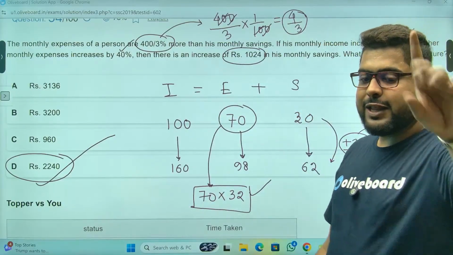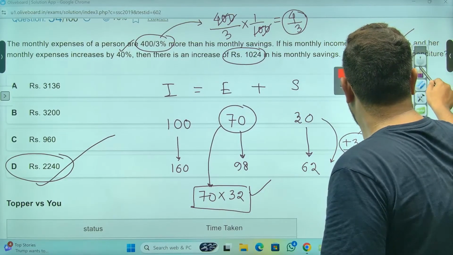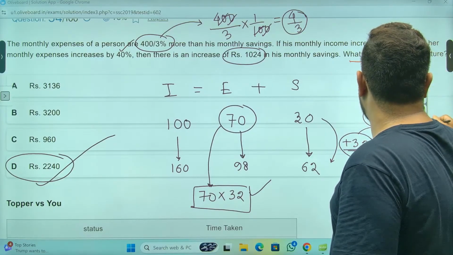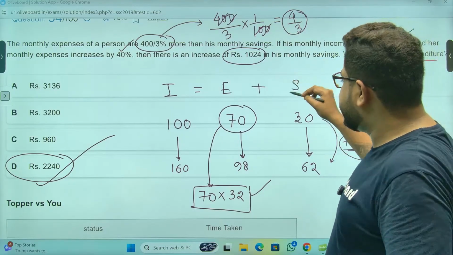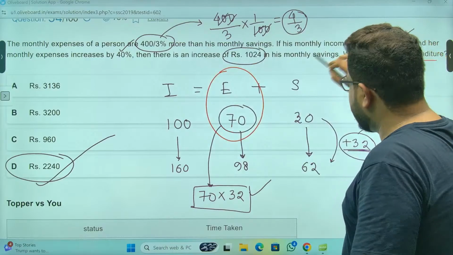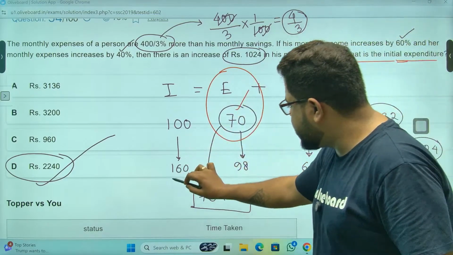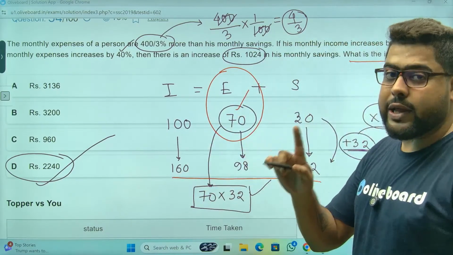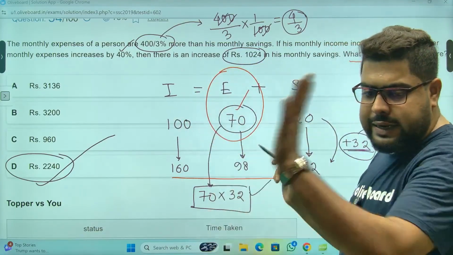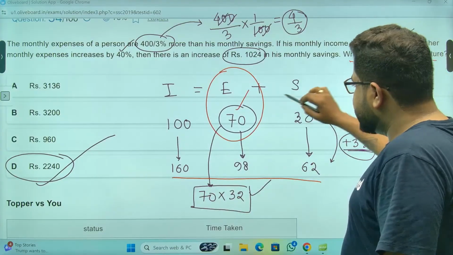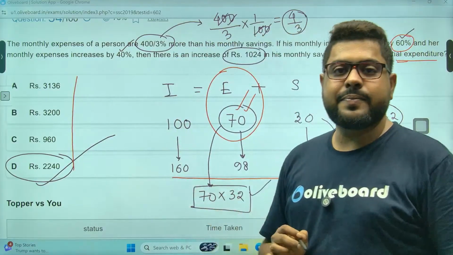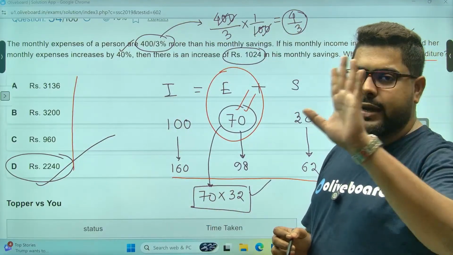Right? Now another short trick. Once you have seen what is the initial expenditure, that is what they are asking. Initial expenditure I have assumed 70. If I don't take 70, then these values will be in fractions, and that cannot happen. I have to assume the data in such a manner that all these values are integers. So that means initial expenditure 70, so my answer has to be a multiple of 7 and 10, meaning first of all the answer has to end with 0.